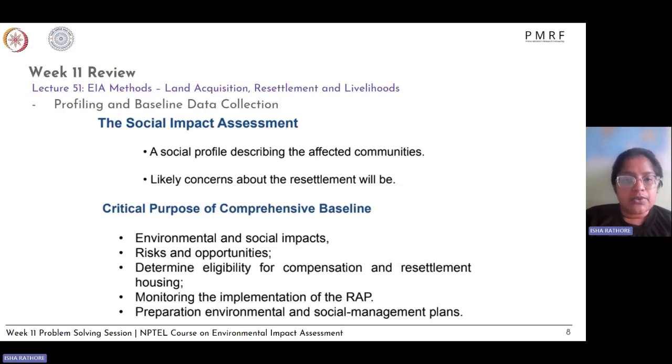So the critical purpose of comprehensive baseline is to look up at the environmental and social impacts. So we need to look up at both environmental as well as social impacts. We need to look up at risks and opportunities, determine the eligibility for compensation and resettlement housing for the affected community, monitoring the implementation of the resettlement action plan or RAP, and the preparation of environmental and social management plans.